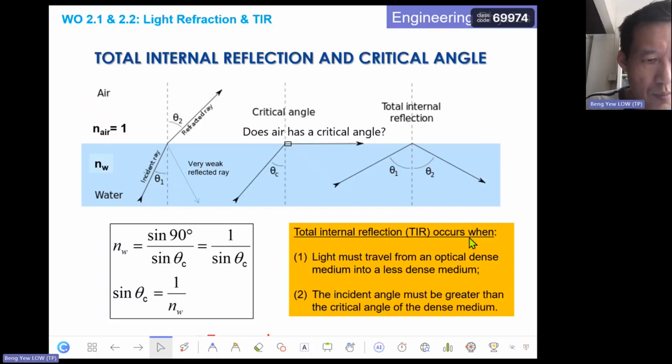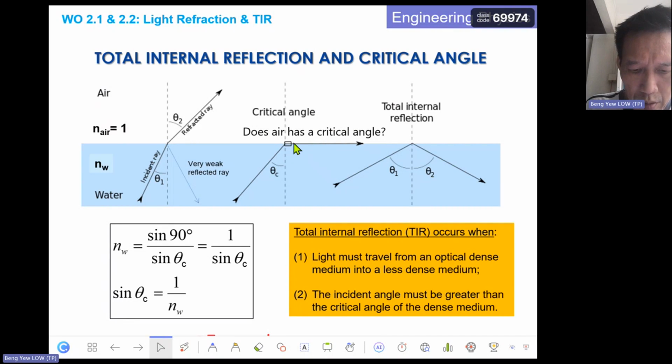For total internal reflection to take place, two conditions must be satisfied. The first condition is that light must travel from an optically more dense medium into a less dense medium. The second condition is that the angle of incidence must be larger than the critical angle.